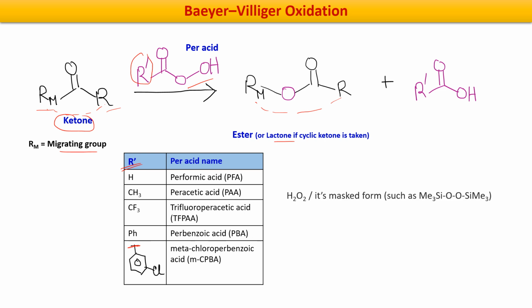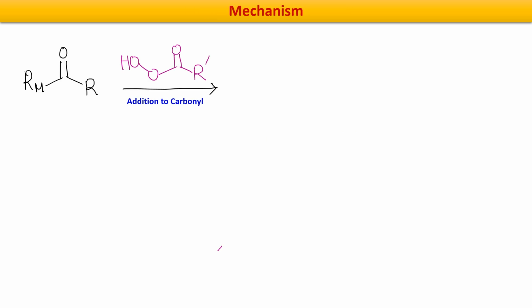Sometimes hydrogen peroxide or its masked form, which is this compound, bis-trimethylsilyl peroxide, these types of compounds are also used. But the important point is that this oxygen-oxygen linkage is present. Next we will go to the mechanism.